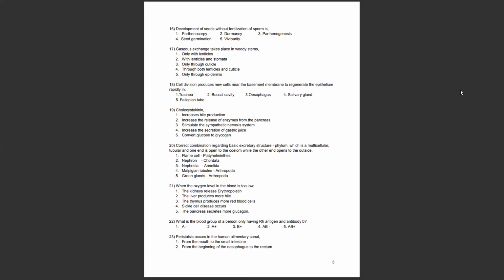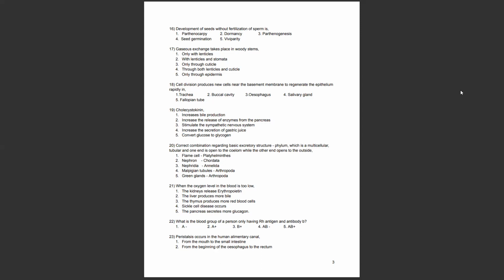Some individuals have this antigen, the rhesus factor, in the plasma membrane. The rhesus factor is in the plasma membrane of the RBC. The antigen was on the RBC, and the antibody was in the plasma. Right? If the rhesus factor is present, we take it as Rh positive. If it is absent, we take it as Rh negative.